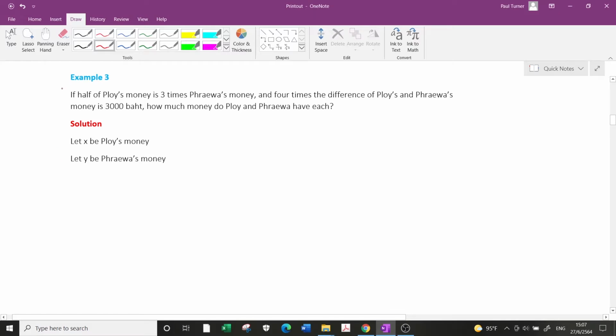In example 3, we have two students, and we state that if half of Ploy's money is 3 times Prawa's money, and 4 times the difference of Ploy's and Prawa's money is 3,000, how much money do Ploy and Prawa each have? Okay, so from this first sentence, let's let x be Ploy's money and y be Prawa's money here.